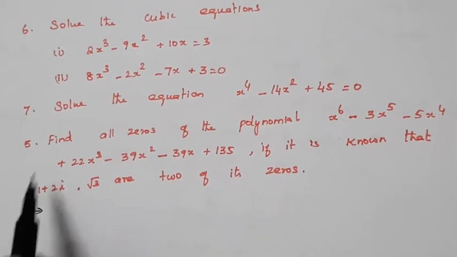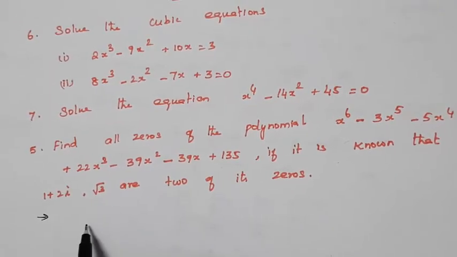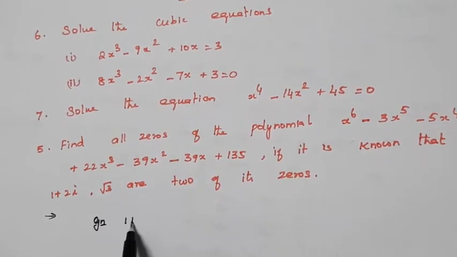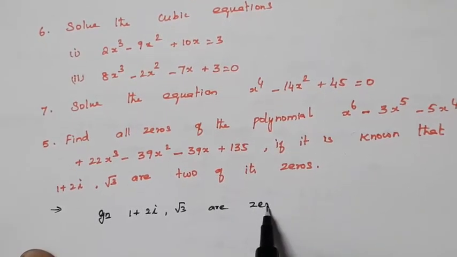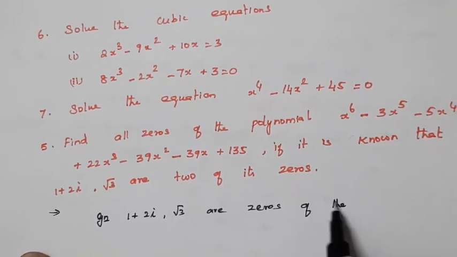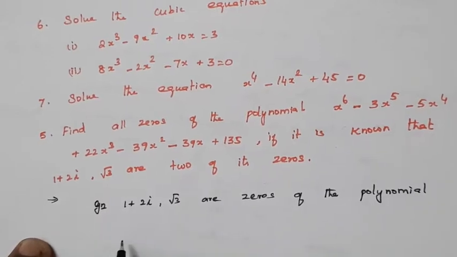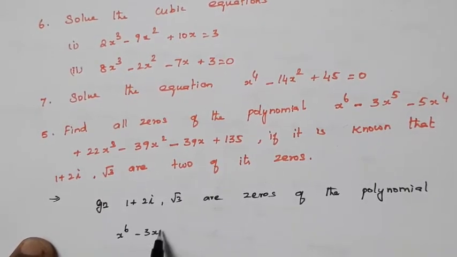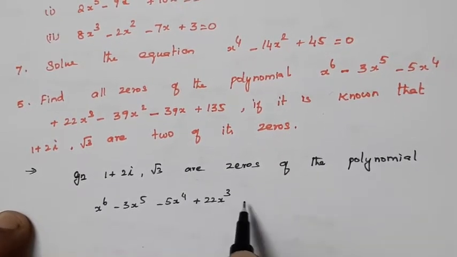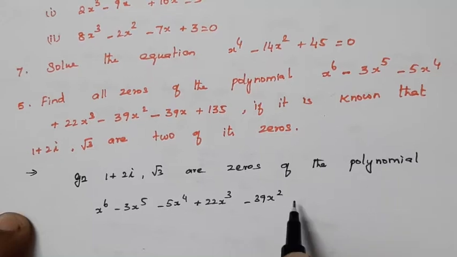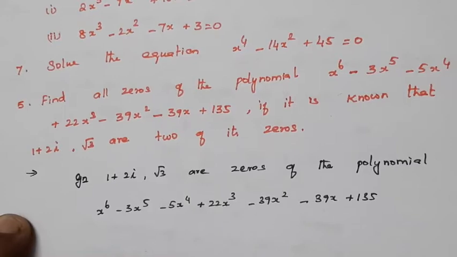Now, let me do the 5th problem. Given that 1 plus 2i and root 3 are 2 of the zeros of the polynomial x power 6 minus 3 x power 5 minus 5 x power 4 plus 22 x cube minus 39 x squared minus 39 x plus 135.